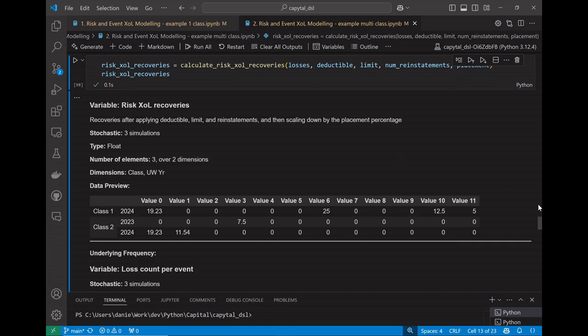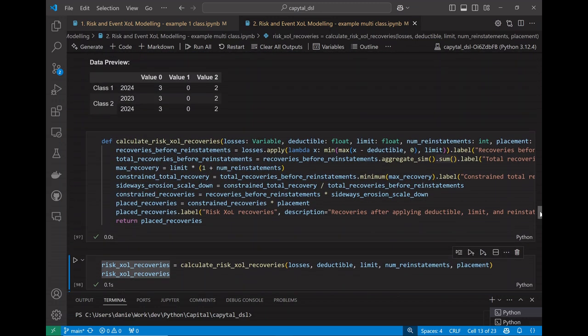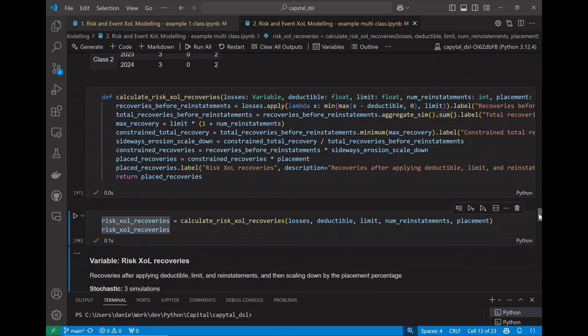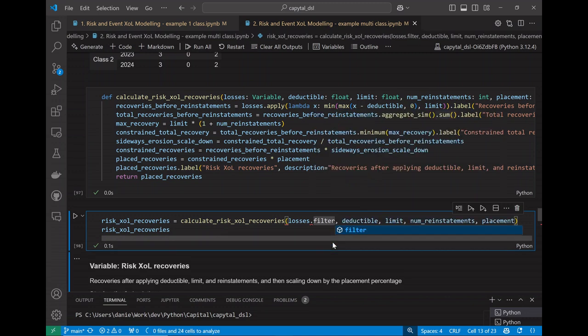We can just do a quick check to make sure this is in fact giving us the same as before. So we could go up here and we could apply this to the losses, but we could just filter on the first class.